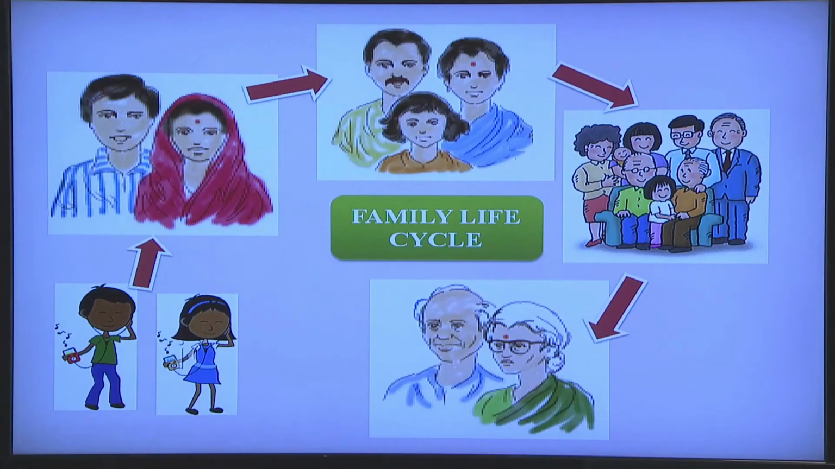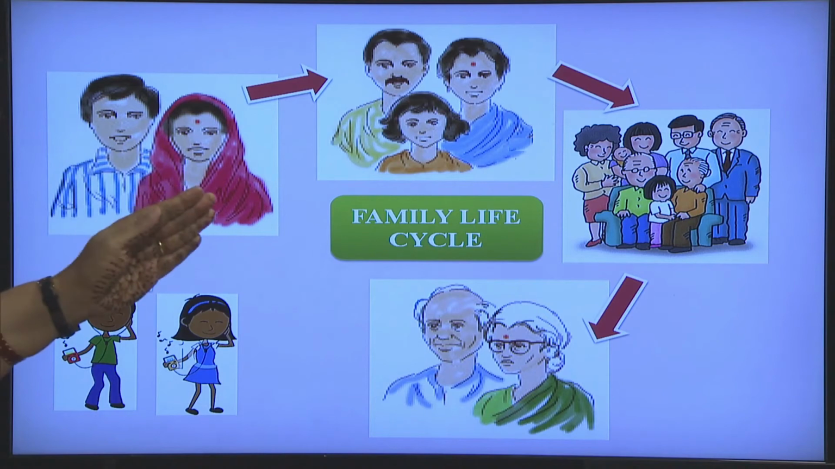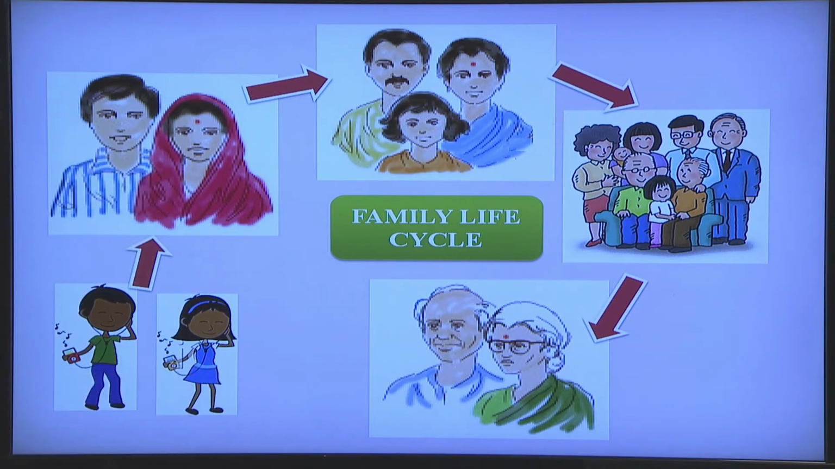This is the family life cycle picture. As you have understood just now, there are two young adults, then they get married, then they have the expanding stage, they have the child, then they keep on growing, and by this stage it is a contracting stage.